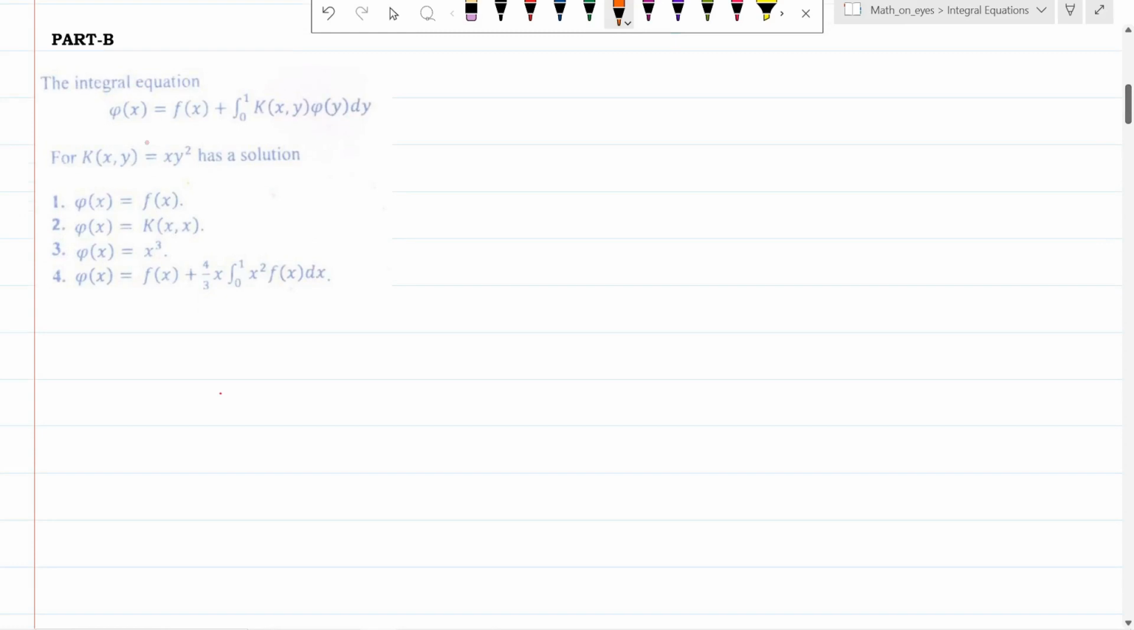The first question from part B: the integral equation phi of x is equal to f of x plus integral 0 to 1 k of x comma y phi of y dy, where the kernel is given, we need to find the solution. Now, we will just write in our convenient form, y of x is equal to f of x plus integral 0 to 1 k of x comma t into y of t dt. This is our convenient form.